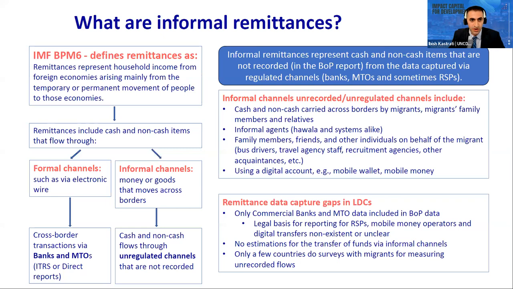And these are covered well in their balance of payment reports, but leaving a large flow of informal flows unrecorded and unaccounted for in these reports. But what exactly are informal remittances? To answer this, we start with the International Monetary Fund's short description of remittances, where remittances represent the household income from foreign economies arising mainly from temporary or permanent movement of people to those economies.